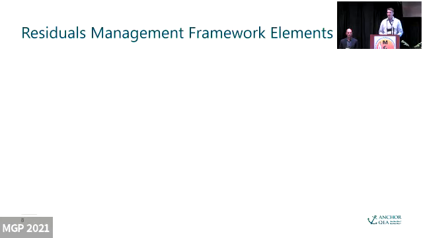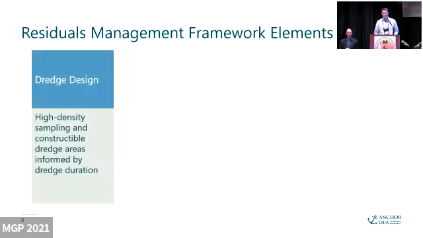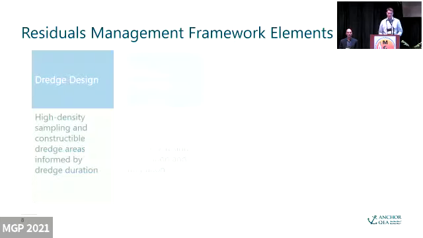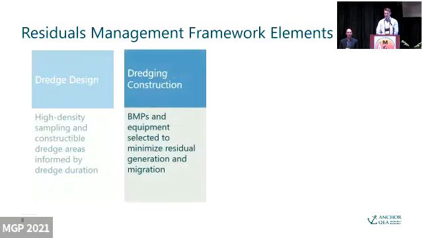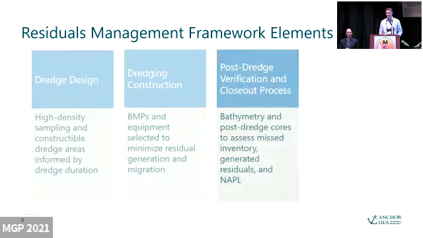So now we'll get into a few of the elements. We have 4 specific elements. The first, again, is related to just having the right data density that we need to be able to design a constructible dredge prism. When we go to do the actual construction, we want to make sure we're using the right equipment, like the right environmental bucket, and also have all the right BMPs in place to limit that dredge residual production. Then the last 2 are what I'll spend the rest of this talk focusing on.